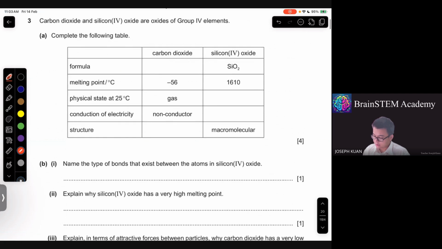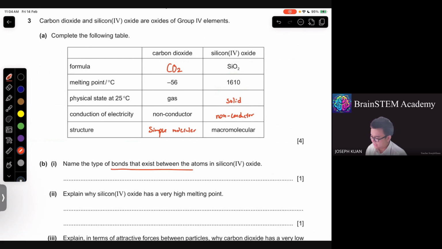Now, next question. Carbon dioxide and silicon dioxide are oxides of group 4 elements. Complete the following table. The formula for carbon dioxide is CO2. The physical state of silicon dioxide is a solid, as the melting point is way greater than room temperature. Silicon dioxide is a non-conductor of electricity, whereas carbon dioxide has a simple molecular structure, or you can call it a simple covalent structure.